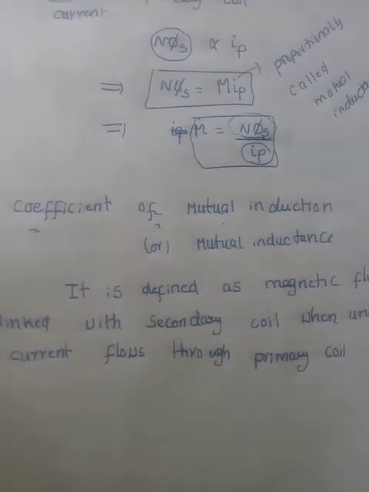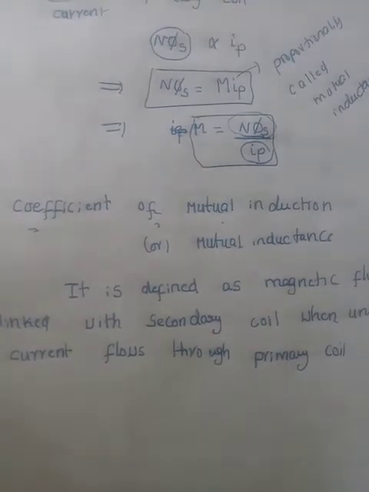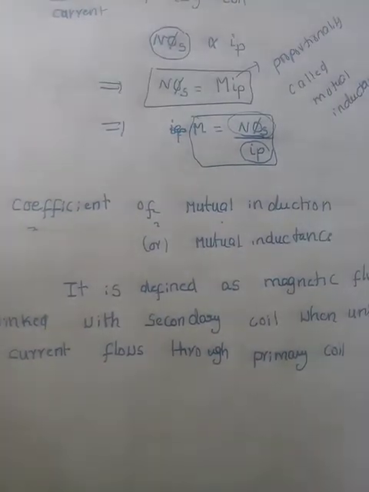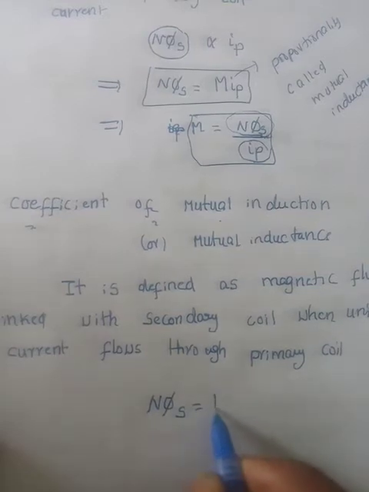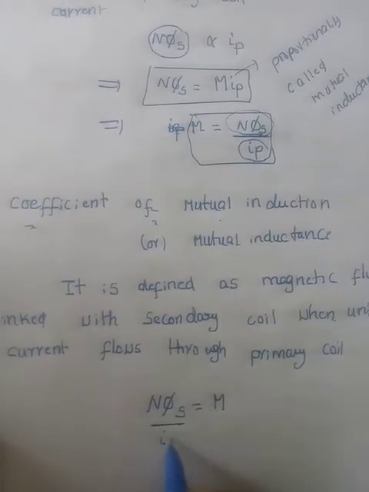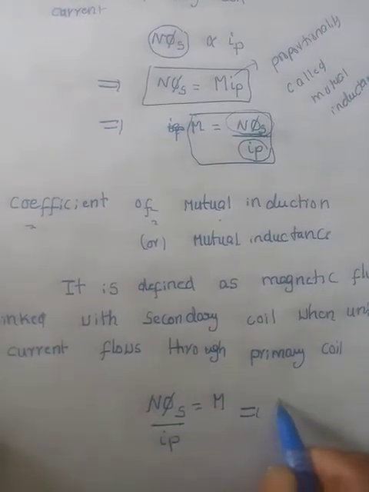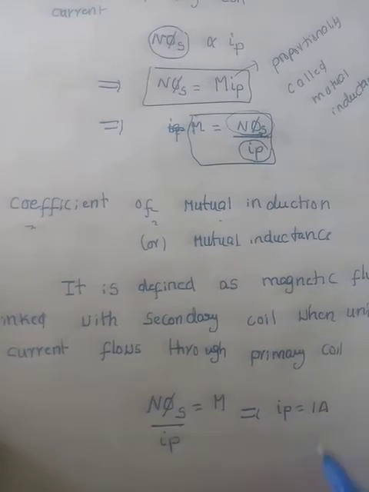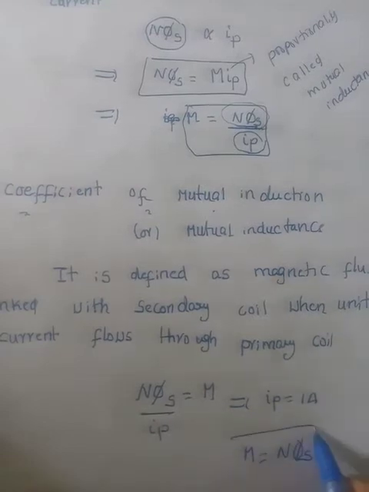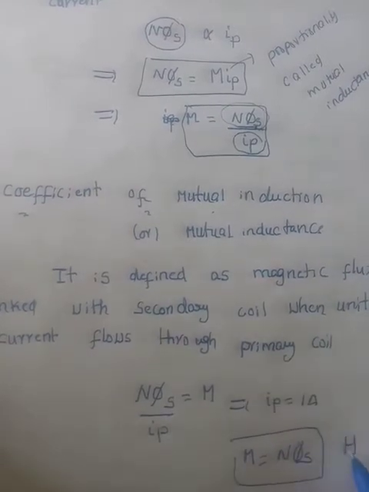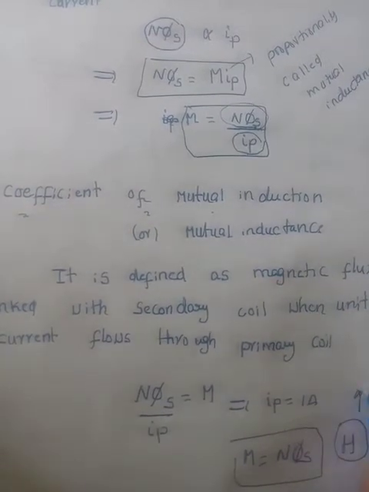So we can define mutual inductance also as the magnetic flux linked with the secondary coil when unit current flows through the primary coil, that is N phi s is equal to M into IP, where IP is equal to 1 ampere. So M is equal to N phi s. This is also measured in the same unit called Henry, right?